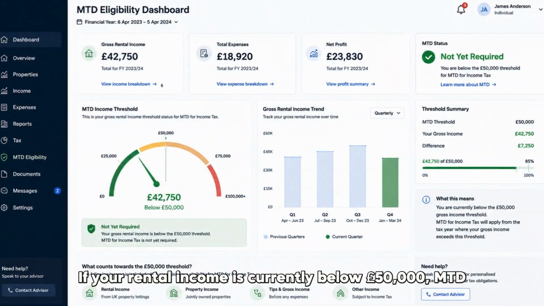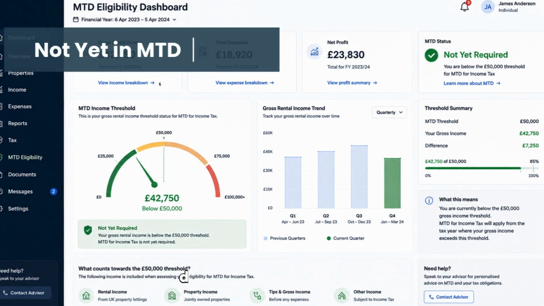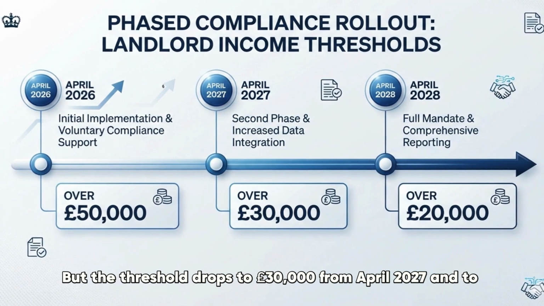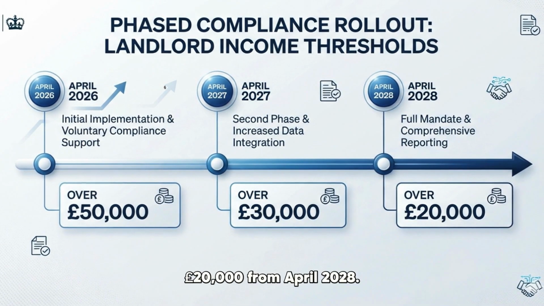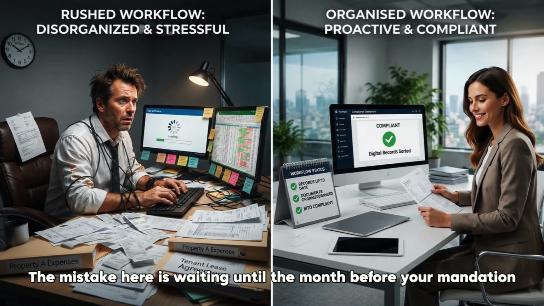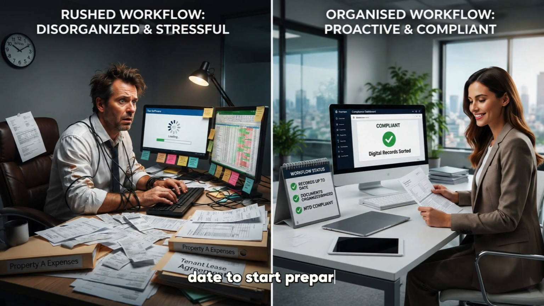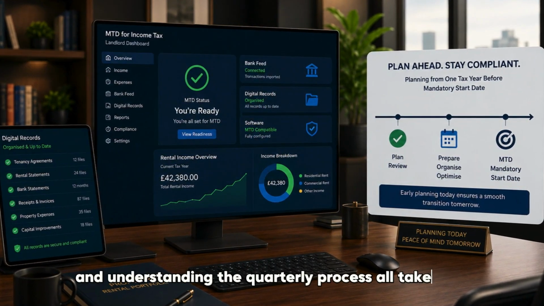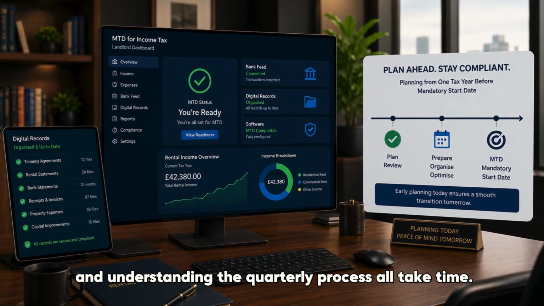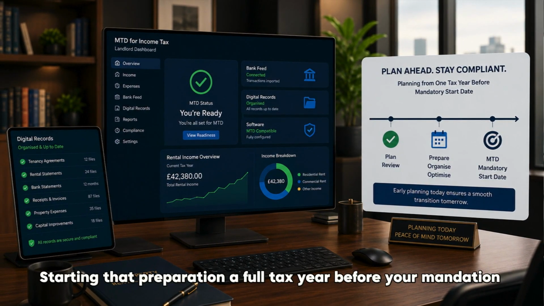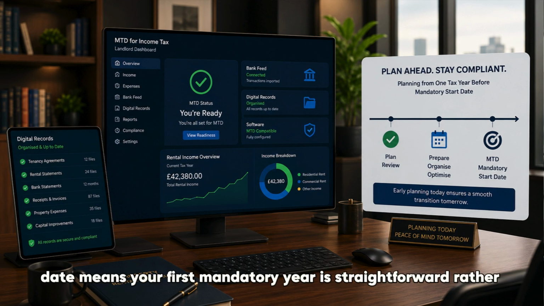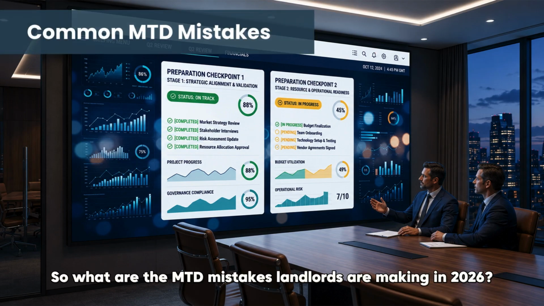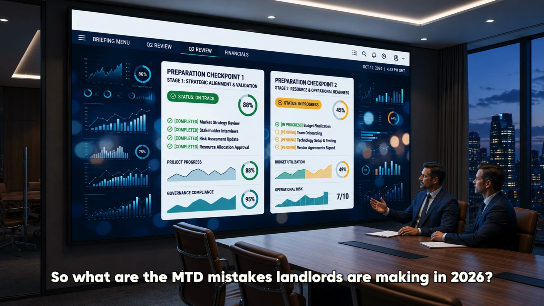If your rental income is currently below £50,000, MTD does not apply to you yet. But the threshold drops to £30,000 from April 2027 and to £20,000 from April 2028. The mistake here is waiting until the month before your mandation date to start preparing. Choosing software, building a digital record-keeping habit, and understanding the quarterly process all take time. Starting that preparation a full tax year before your mandation date means your first mandatory year is straightforward rather than rushed. So what are the MTD mistakes landlords are making in 2026?